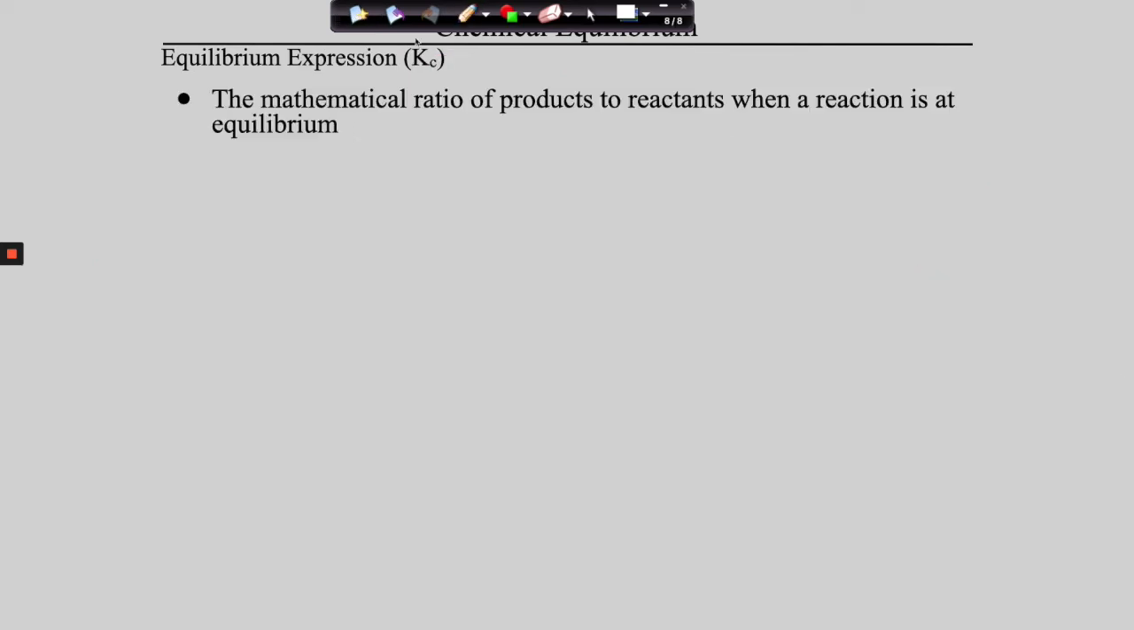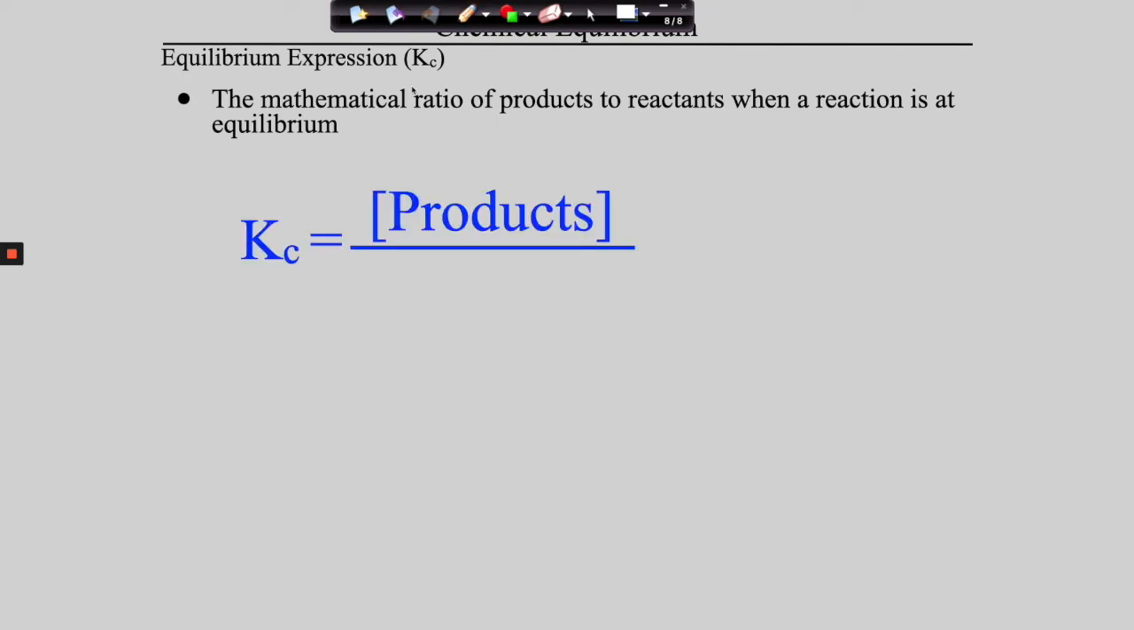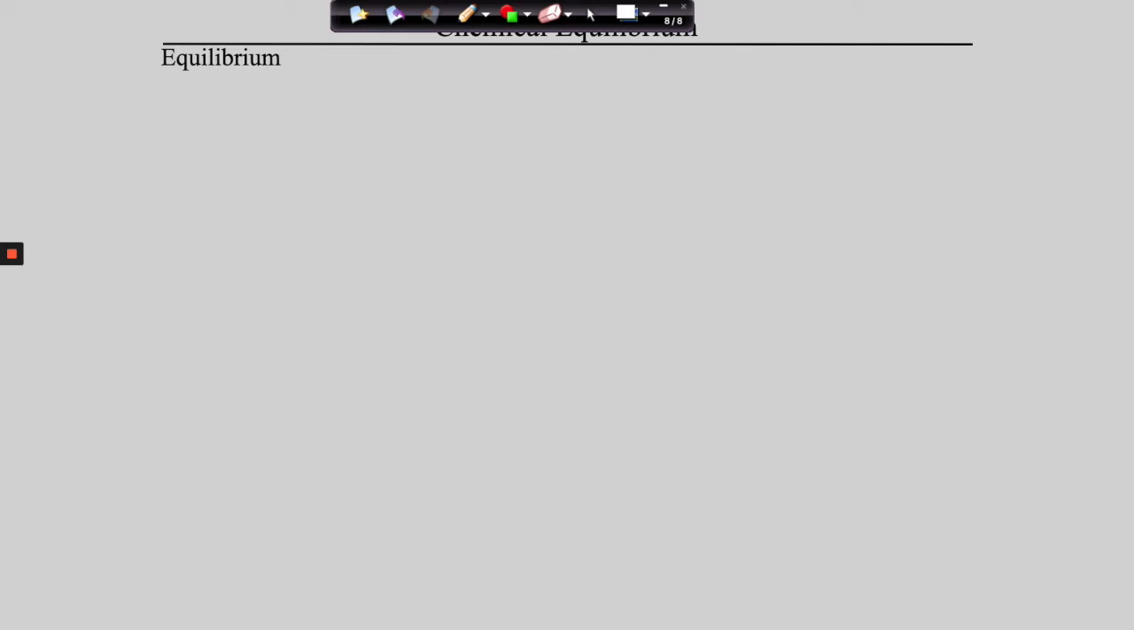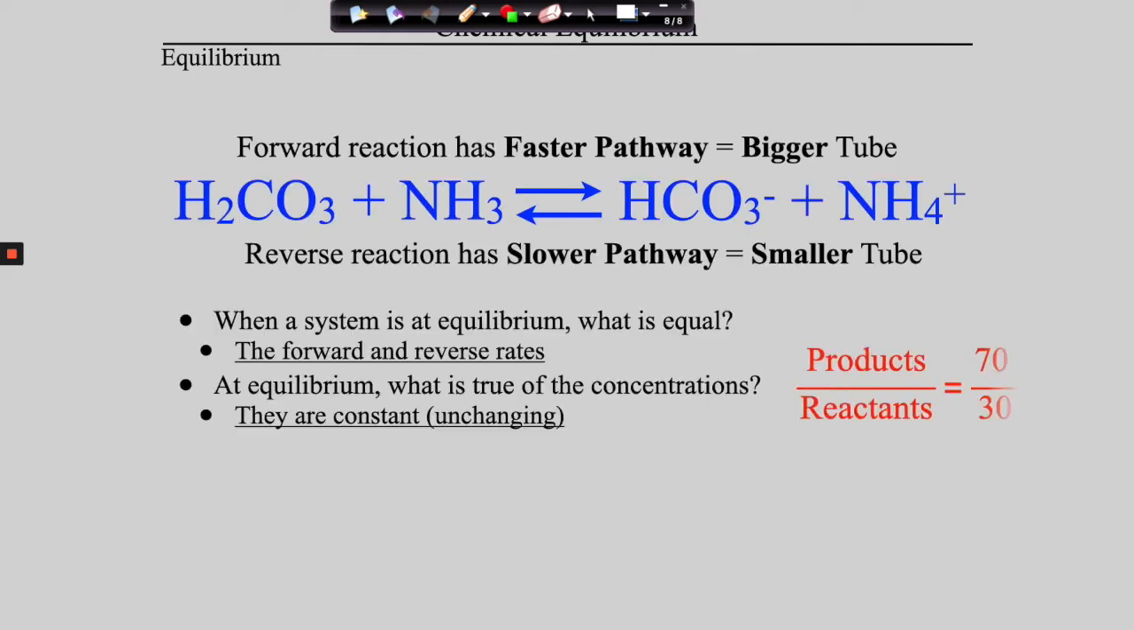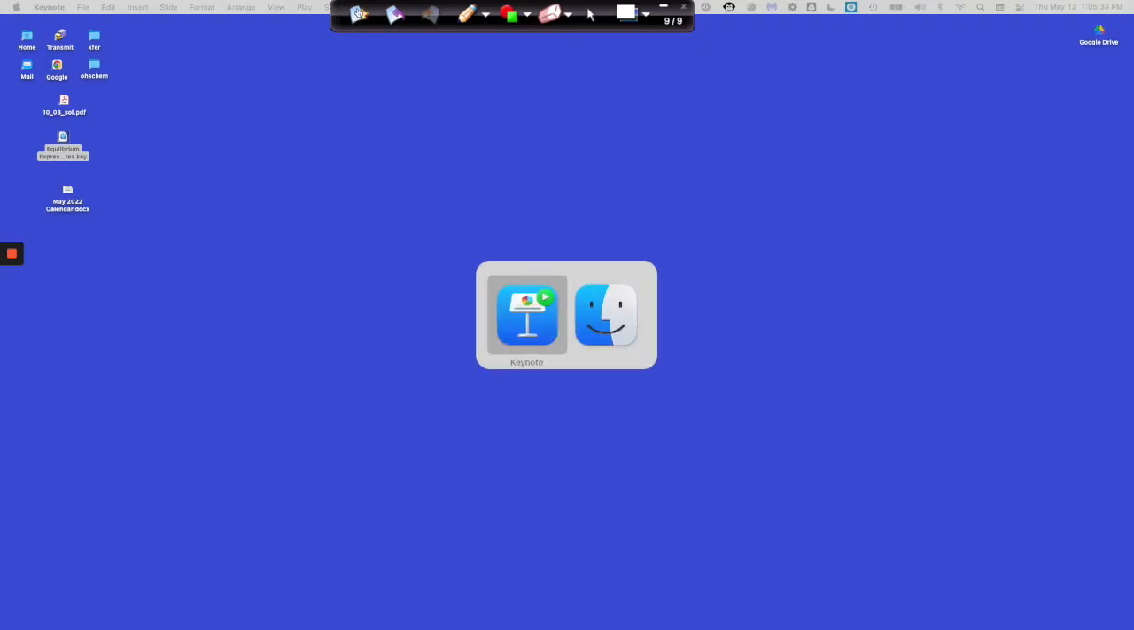This math comes down to what we call Kc. Uh-oh. It's not going to let me draw. Just a moment. Come on, little fella. Here we go. This is going to kick me out. And we're going to go back, and now we're going to go here.